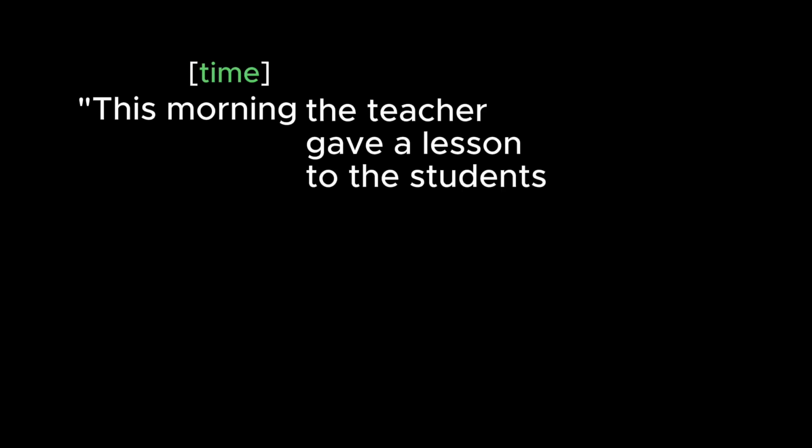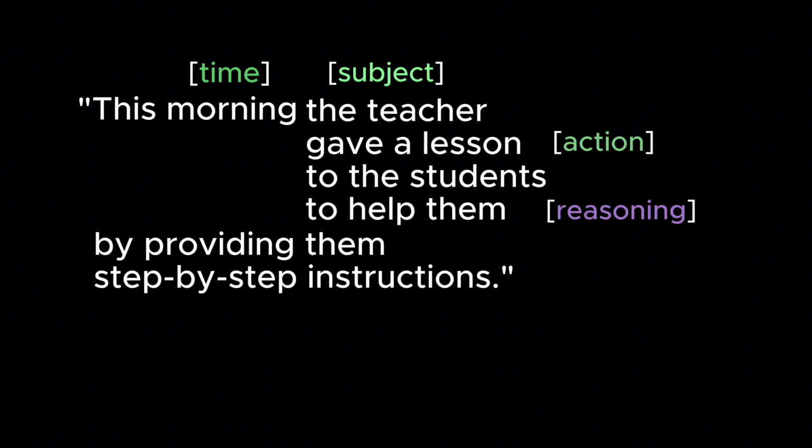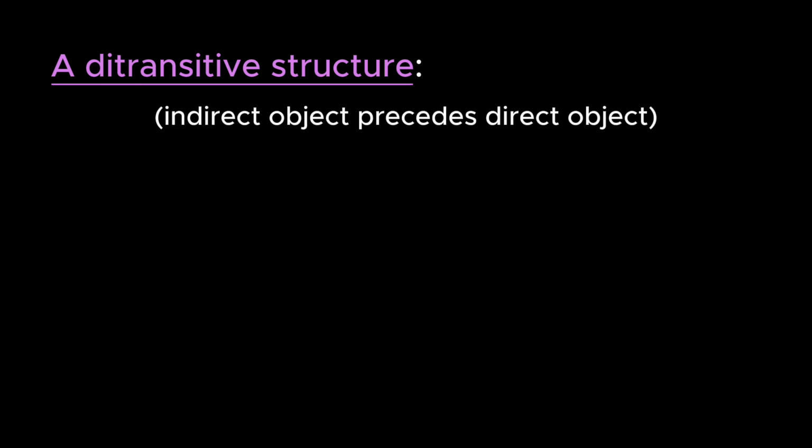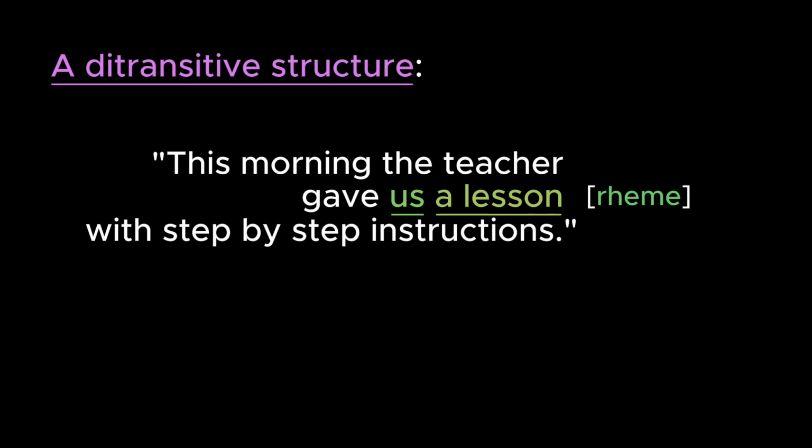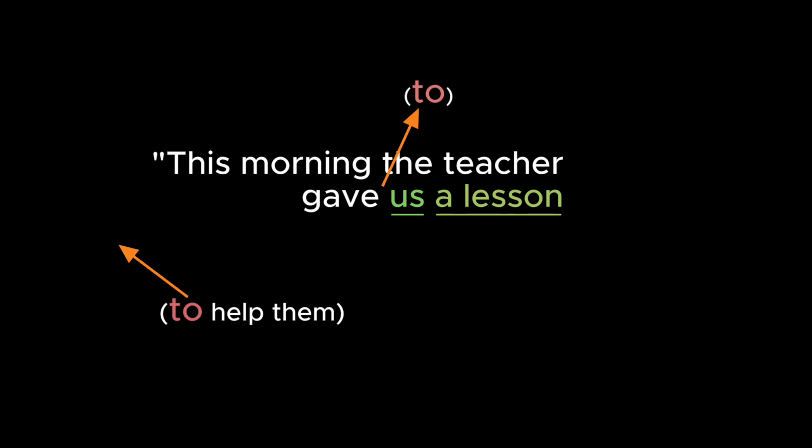Reasoning typically precedes manner in most natural sentence constructions, but these as well may be inverted. Here's an example. This morning, the teacher gave a lesson to the students to help them by providing them step-by-step instructions. In a ditransitive structure, the indirect object precedes the direct object. This morning, the teacher gave us a lesson with step-by-step instructions. You'll notice that the latter construction avoids two to clauses found in the former.